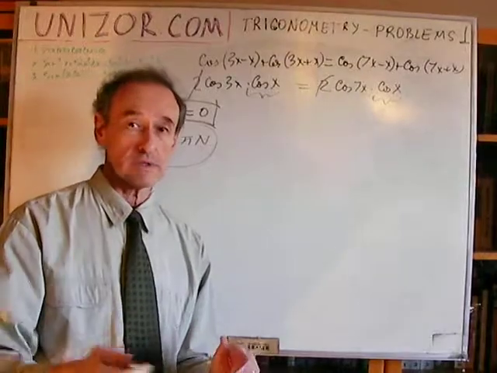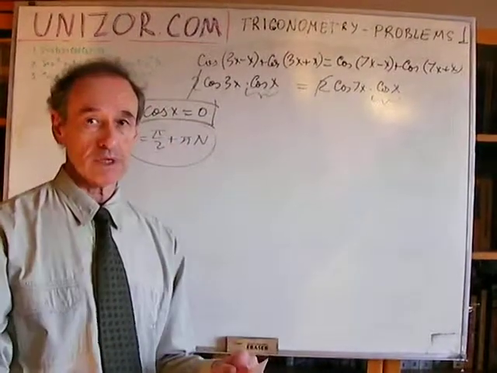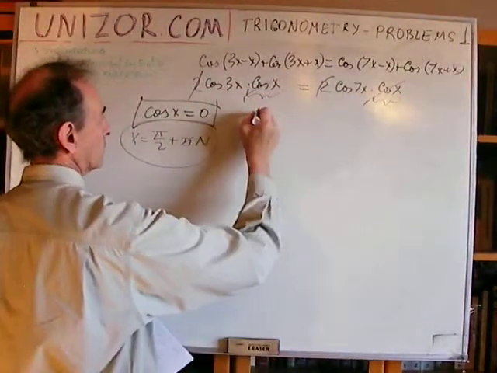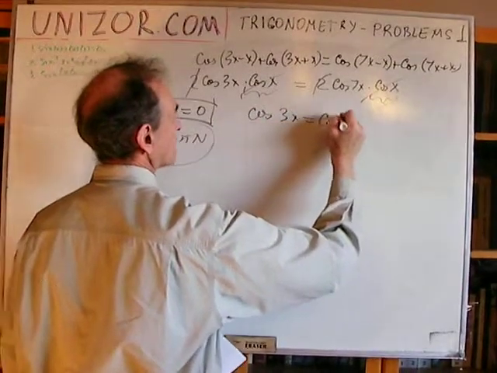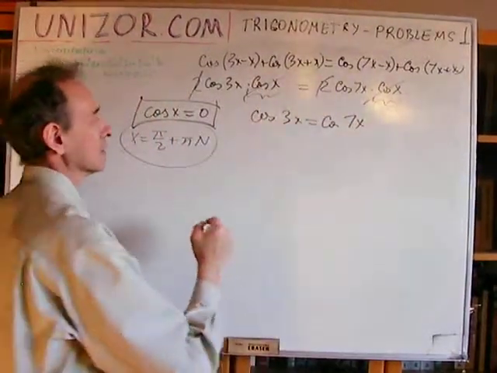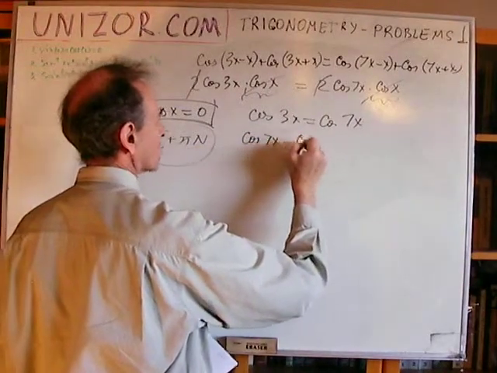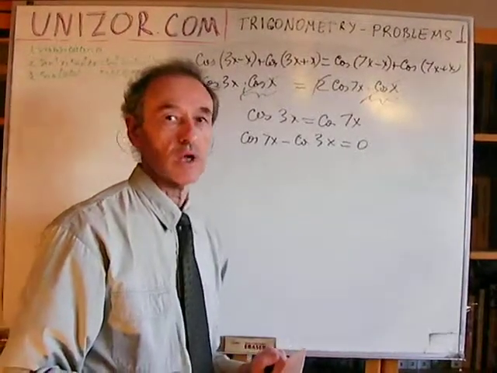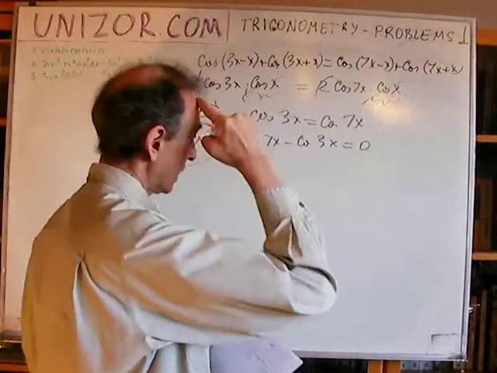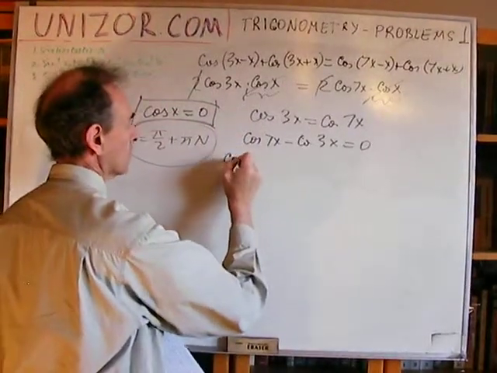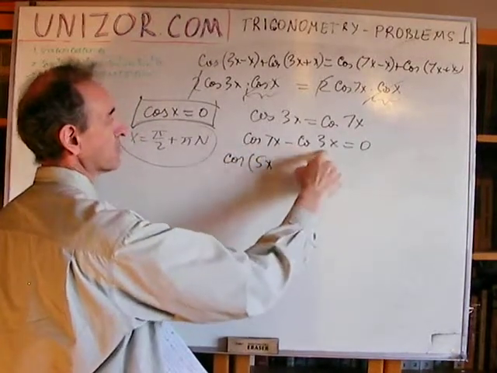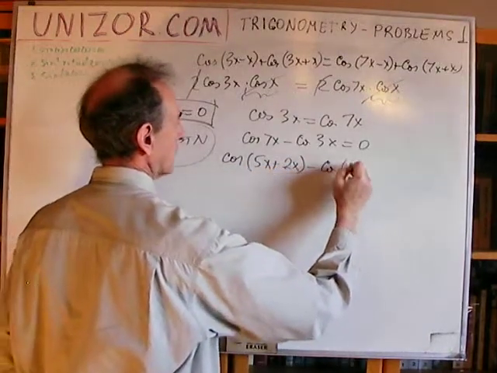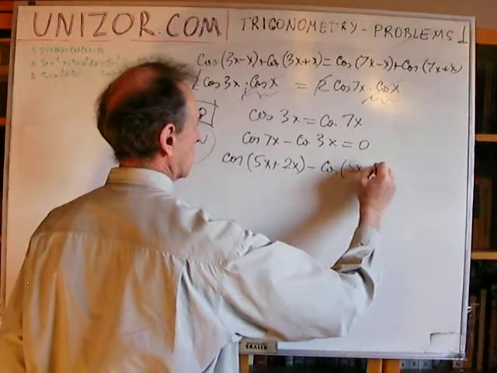Now, we want to find other solutions when the cosine of x is not equal to 0. But if it's not equal to 0, I can reduce it and have only cosine 3x equals cosine 7x. And then I will do exactly the same. It's cosine 7x minus cosine 3x equals 0. And I will convert the difference between these two cosines into a product. So what I will do, the same thing. It's cosine 5x plus 2x minus cosine 5x minus 2x. 5 is in between the 7 and 3.